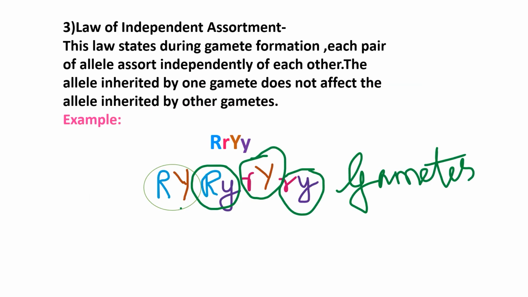Then law of independent assortment. So here the F1 generation, I've written this one, and the gamete formation is happening over here. You see, each gamete will not influence the other. They're all independent of each other. If here you see dominant R and dominant Y, they won't influence this recessive Y. Okay, so the law of independent assortment states that during gamete formation, each pair of alleles distributes independently of each other. The allele inherited by one gamete does not affect the allele inherited by other gametes.